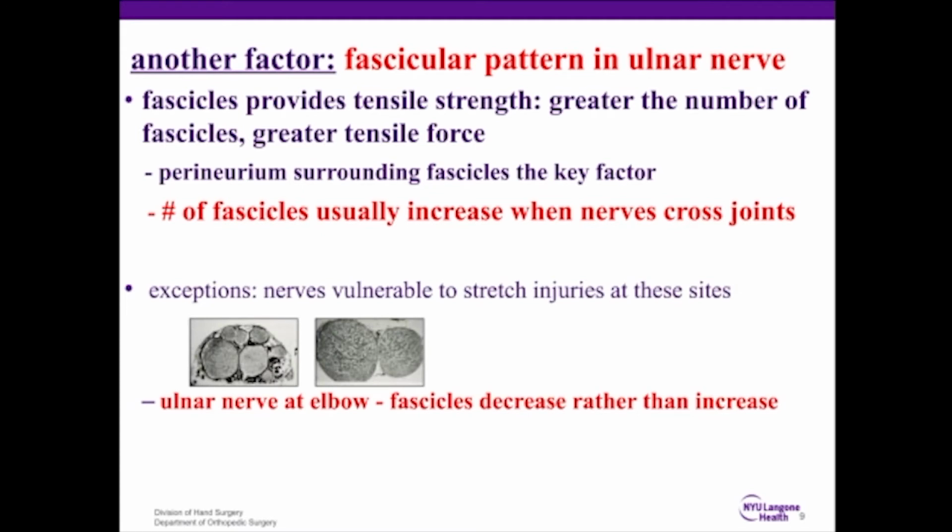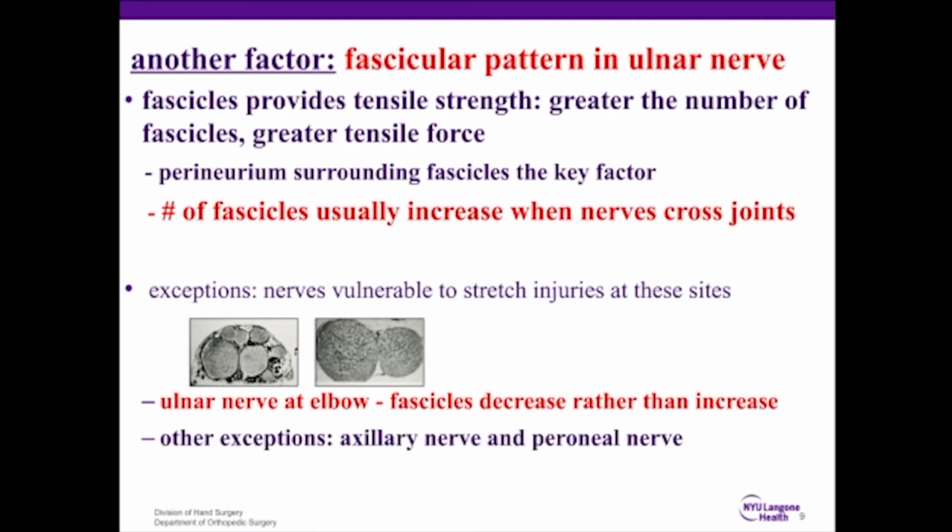However, there are exceptions. There are some nerves in the body that are vulnerable to stretch injuries because rather than the fascicles increasing in number, they decrease. And one of those nerves is the ulnar nerve at the elbow. For some reason, when the nerve crosses the elbow, the number of fascicles decrease. And it's been said that the problem with humans is that they did well and never had ulnar nerve compressions until they assumed an upright position. When we were walking on all fours, we didn't have ulnar nerve problems.